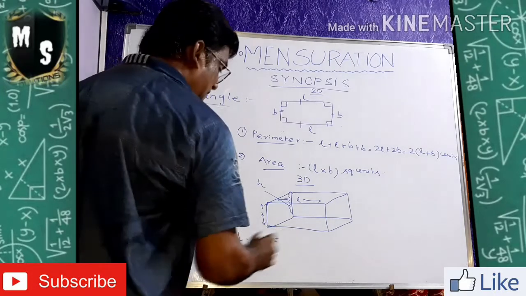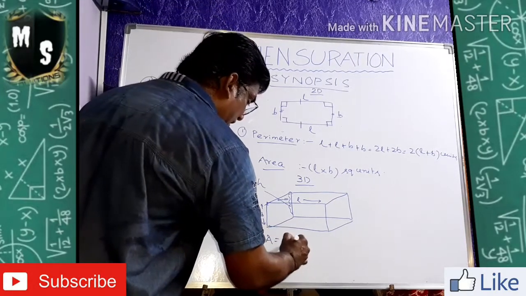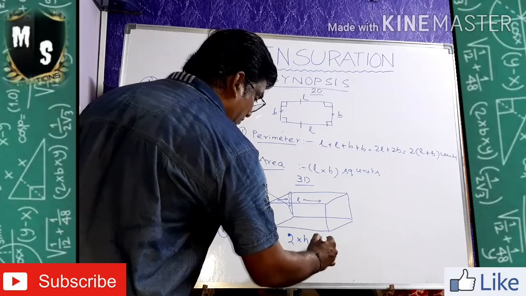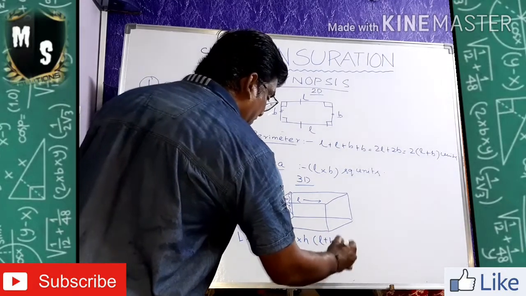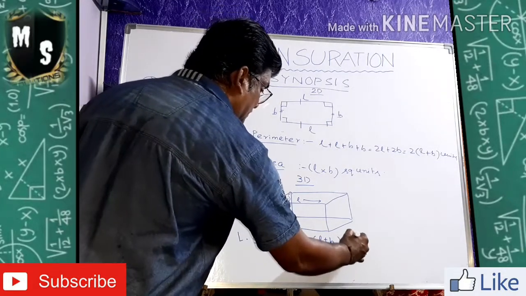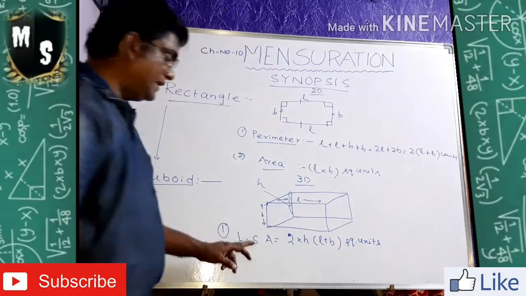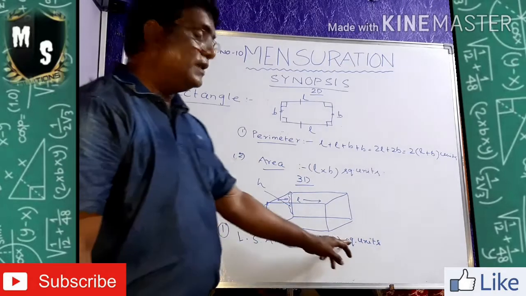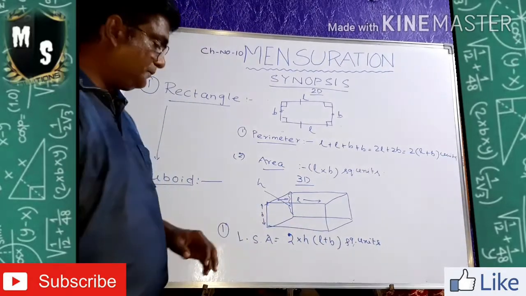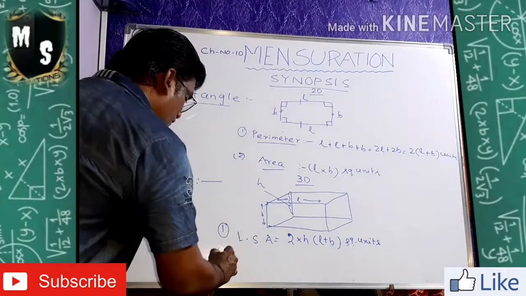The formula for lateral surface area I am directly writing, and how I got it, I will tell you later. It is 2 into H into L plus D, in square units. Why square units? Because it is an area, and area always comes in square units. Understood now?